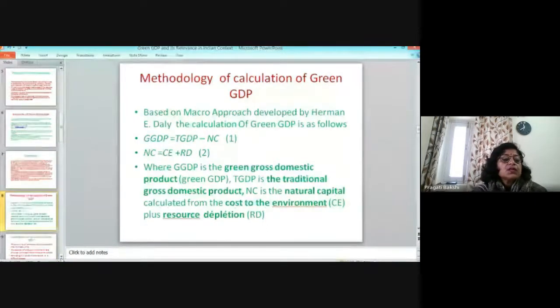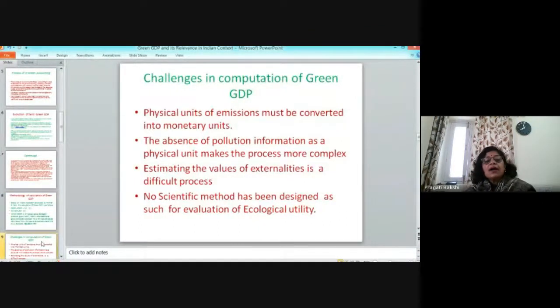Okay, so now moving on, as I said, this is how we calculate it, how we compute it, but what are the problems we'll be facing? First, it is very difficult to express the cost of degradation in monetary units, because we don't have, we are on the way of coming to a universal way of accepting how to compute it, but it has not happened yet. The way of computing the depletion or the environmental degradation is different in different countries. So this is the major problem.